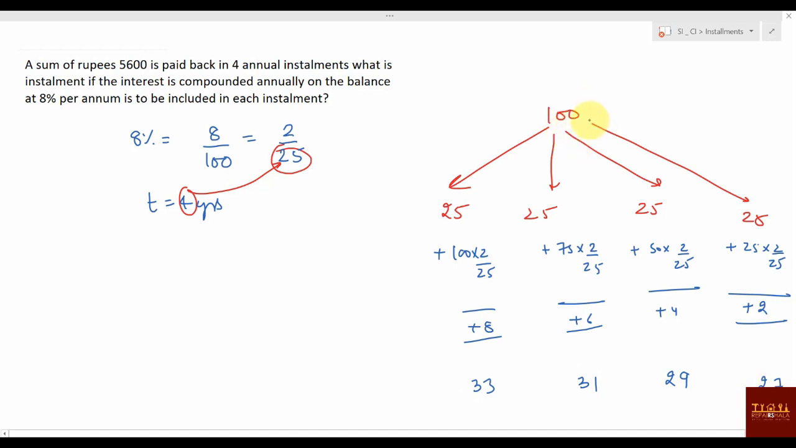Now you compare. 100 is given as how much? 5,600. So one value is how much? 56. So these installments also will be 33 into 56, 31 into 56, 29 into 56 and this one is 27 into 56. Clear? Like that you can find the installments. I hope this is clear now. Okay.